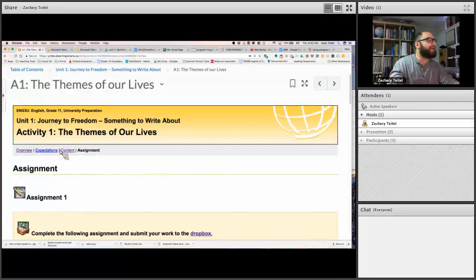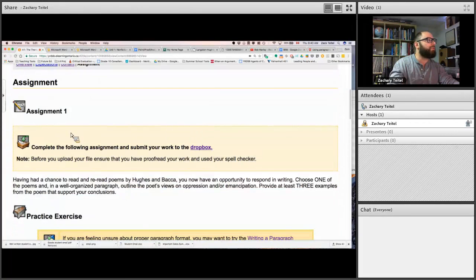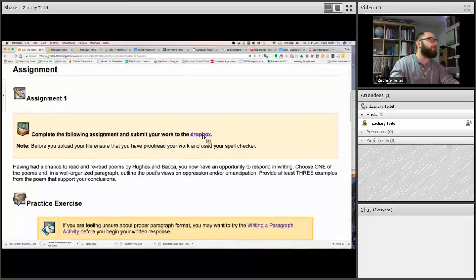We end up being asked the following. Assignment 1. That's the only one that you're responsible for. Now, quick logistical side note, right? Complete the following assignment and submit your work to the Dropbox.